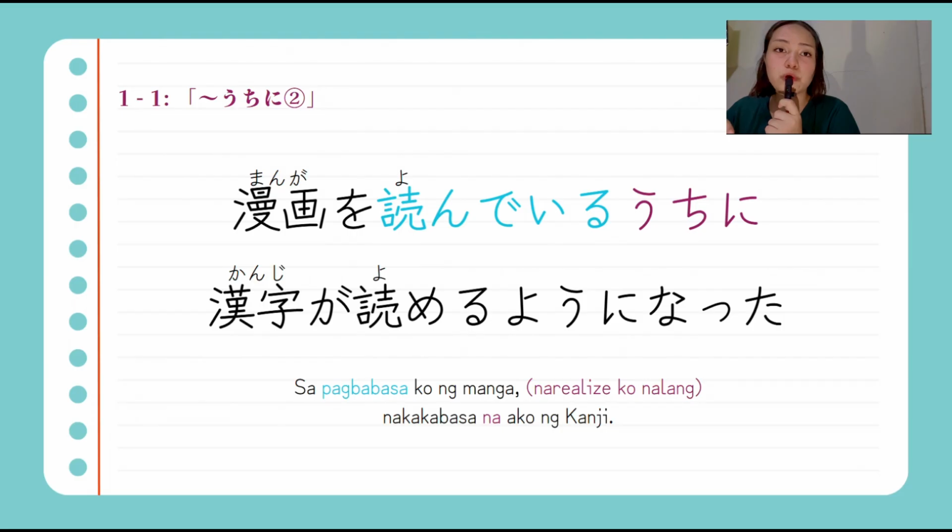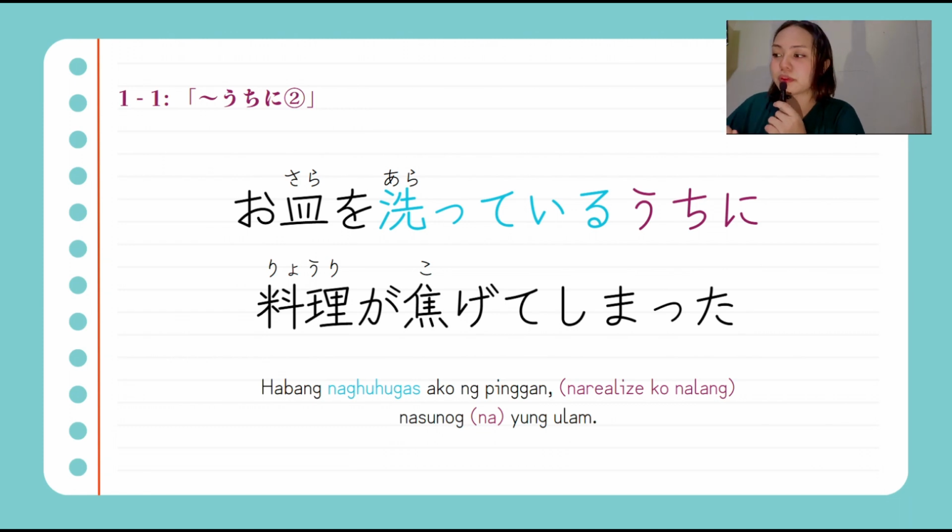So, ang progressive form ni yomu ay yondeiru. Manga o yondeiru uchi ni, kanji ga yomeru you ni natta. Sa pagbabasa ko ng manga, na-realize ko na lang, nakakabasa na ako ng kanji.